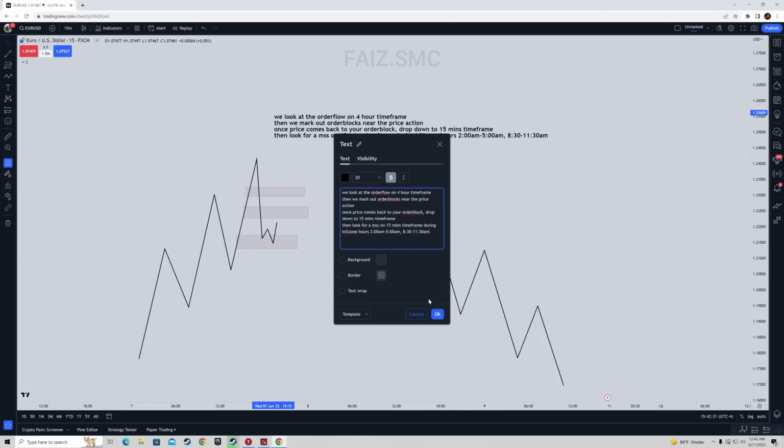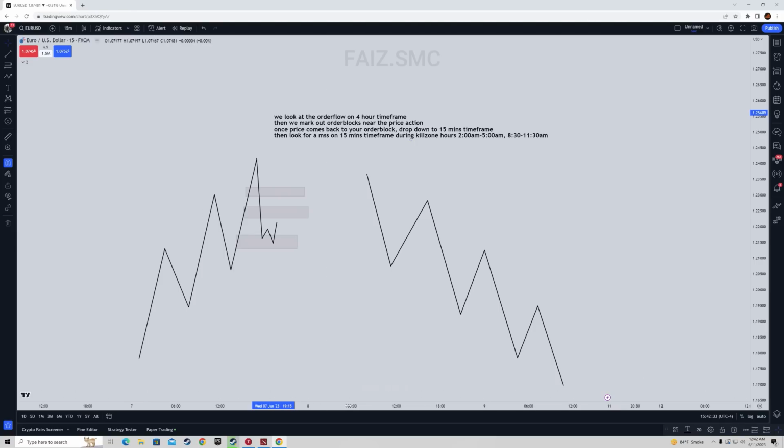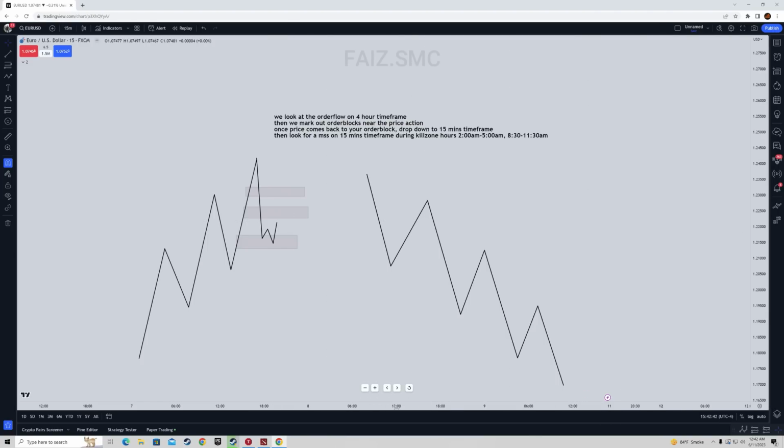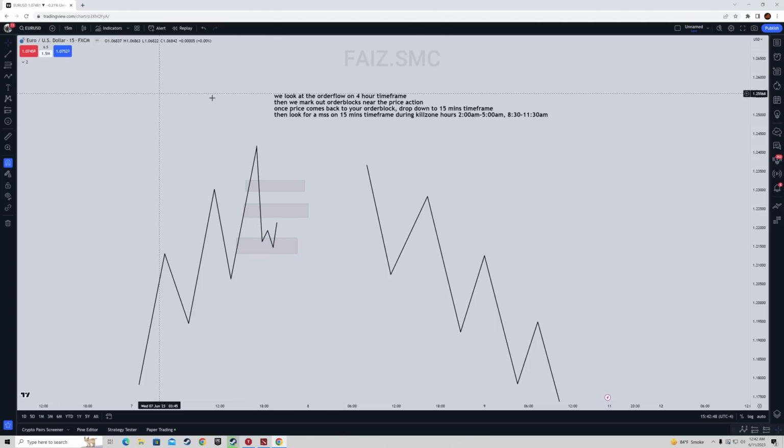New York time. So if your chart timing is not set to New York yet, what you can do is go here and set it to UTC-4 New York, so you will not be confused about the timings. So the market structure shift must happen during kill zone hours, and your entry must be during the kill zone hours as well.